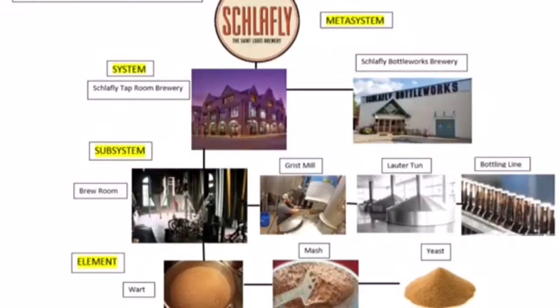This diagram displays the spatial arrangement of the beer company. The metasystem is the brewery as a whole. The systems under it are the 2 breweries that produce the Schlafly beer, the Taproom Brewery and the Bottle Works Brewery. The subsystems contain the brew room, which consists of the grist mill, lauter tun, and bottling line. The element is wort, which is made up of mash and yeast.